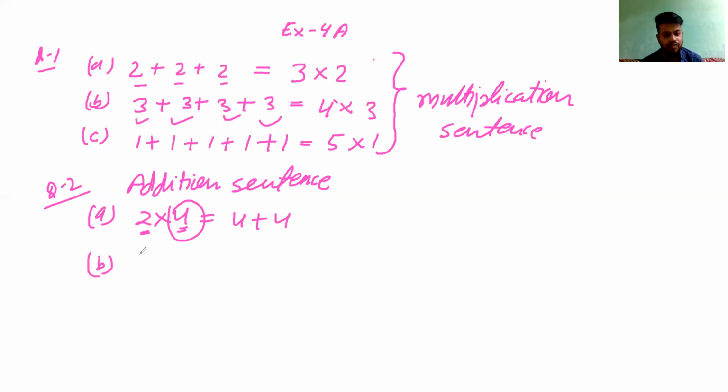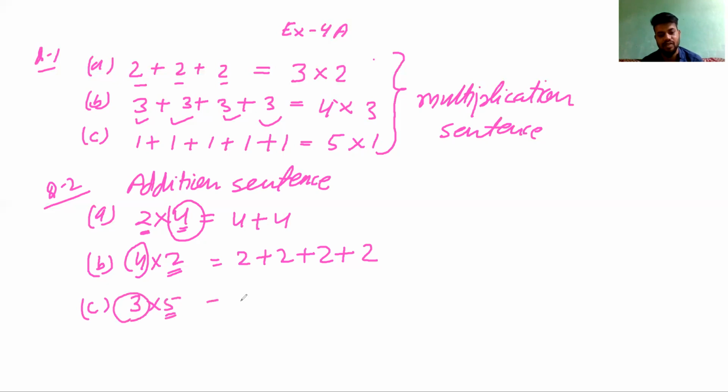B, 4 into 2. So we have to write 2. How many times? 4 times. So 2 plus 2 plus 2 plus 2. In the same way, C part is saying 3 into 5. So we have to write 5. How many times? 3 times. So 5 plus 5 plus 5. This is the answer.